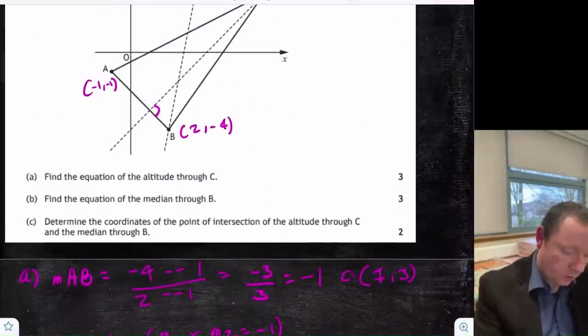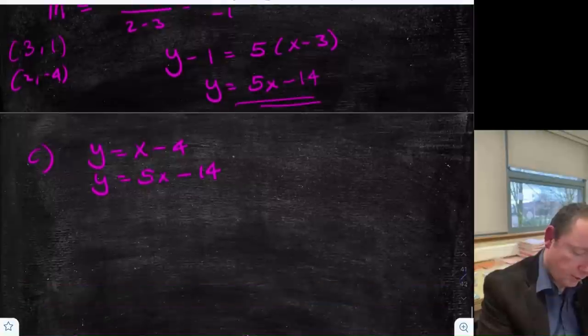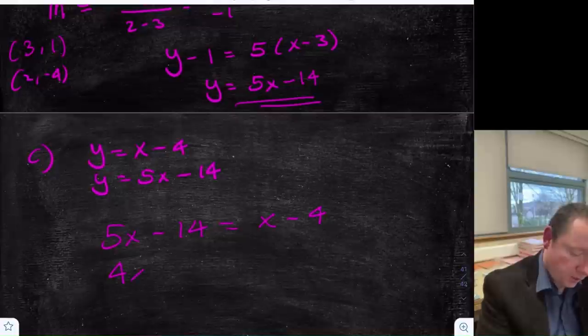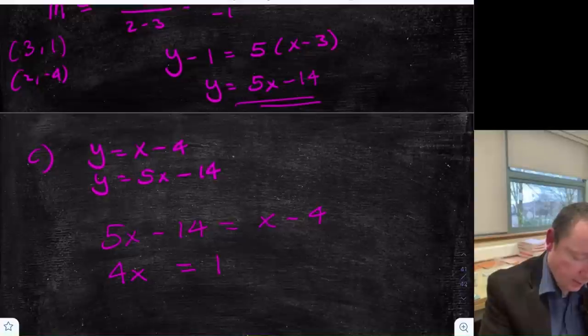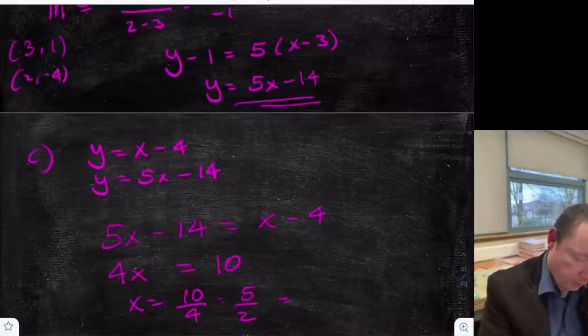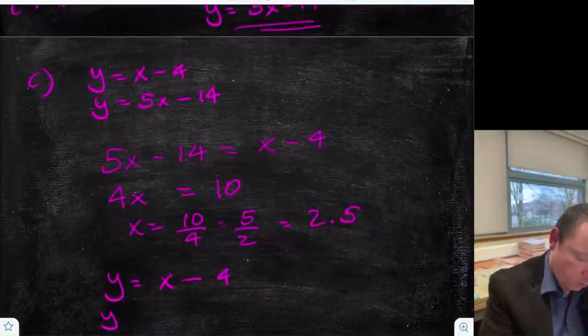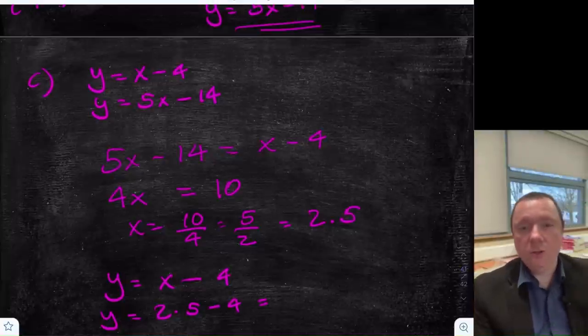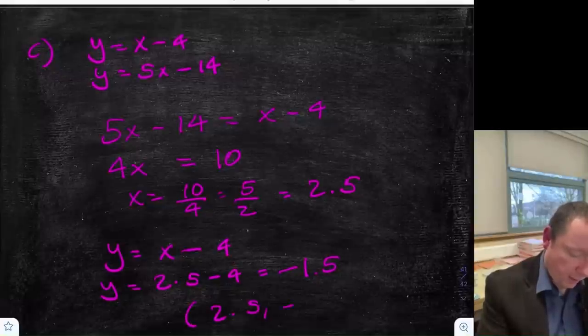Find the coordinates of the point of intersection of the altitude and the median. So we've got two equations, y equals x minus 4, and y equals 5x minus 14. So we can say that 5x minus 14 equals x minus 4. That gives us 4x on this side equals minus 4 plus 14, which is 10. x is 10 over 4, which is 5 over 2, or you can write 2.5. We know that y equals x minus 4. So that means y equals 2.5 minus 4, which is equal to minus 1.5, or if you prefer, minus 3 over 2. So the point of intersection is 2.5 and minus 1.5.